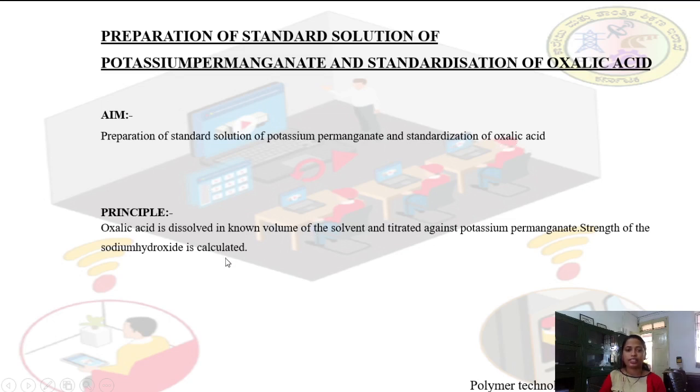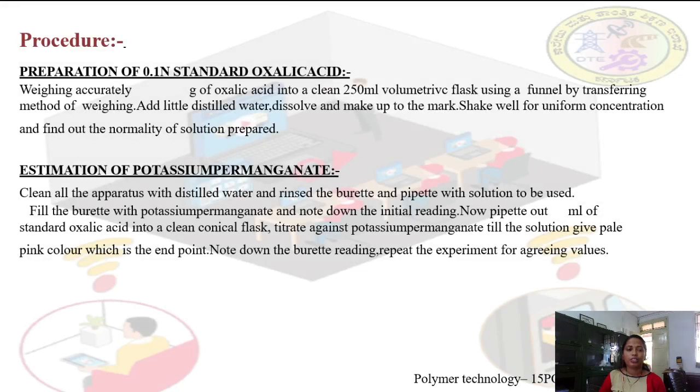Principle: oxalic acid is dissolved in a known volume of the solvent and titrated against potassium permanganate. Strength of the potassium permanganate is calculated. Procedure: preparation of 0.1 normal standard oxalic acid. Weigh accurately a known mass of oxalic acid into a clean 250 ml volumetric flask using a funnel by the transferring method of weighing. Add a little distilled water, dissolve and make up to the mark. Shake well for uniform concentration and find out the normality of the solution prepared.